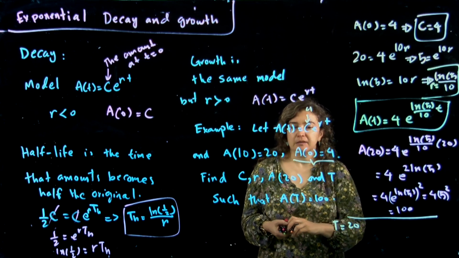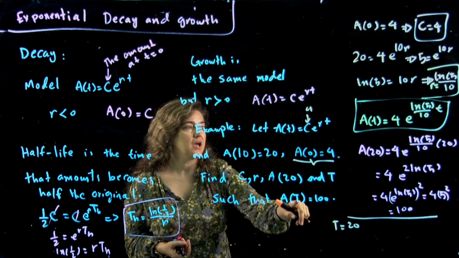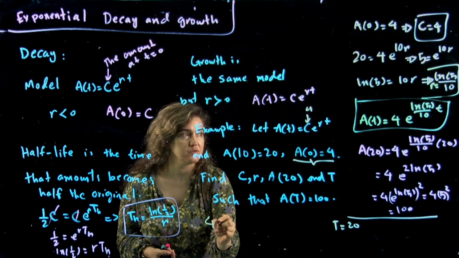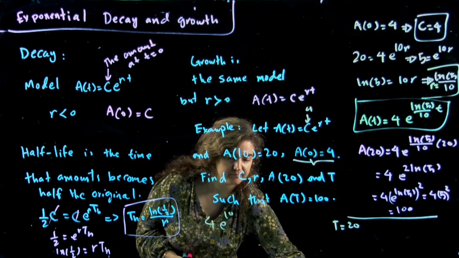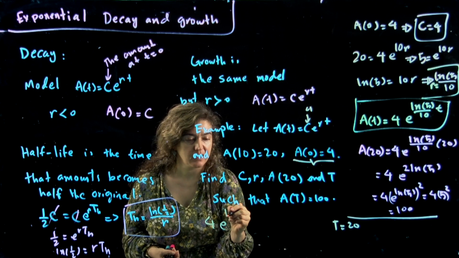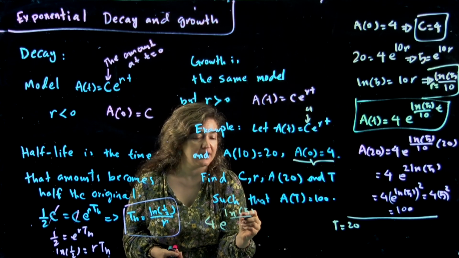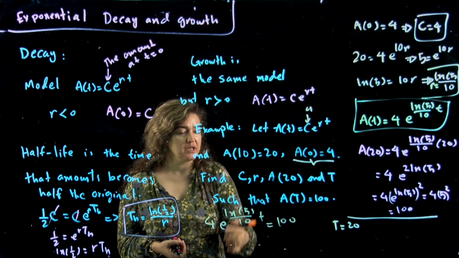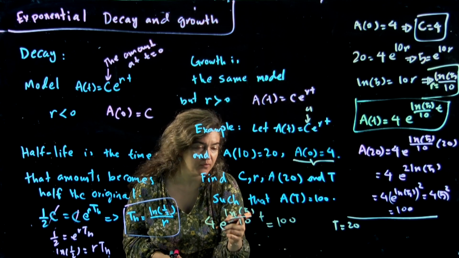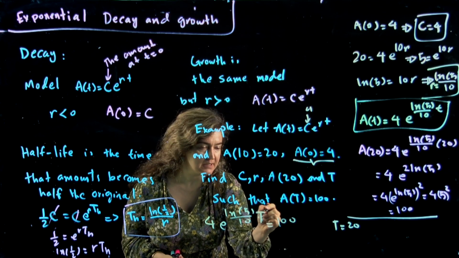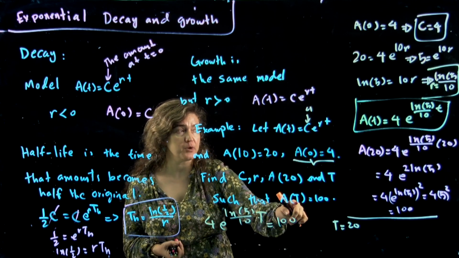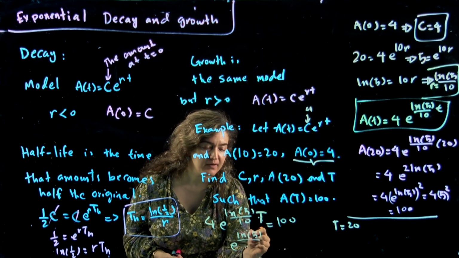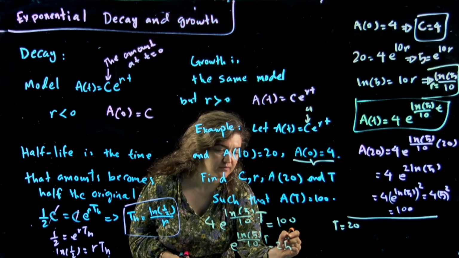How do we do that? Let's go back over here. What we need to do is, in the model, plug in that t. So 4 e to the power natural log of 5 divided by 10 times t, and set that equal to the output, 100. And then we have to solve for t in here. So this is the t time, and I'm using a capital letter because this is a specific t. So e to the power natural log of 5 divided by 10 times t is equal to 25.